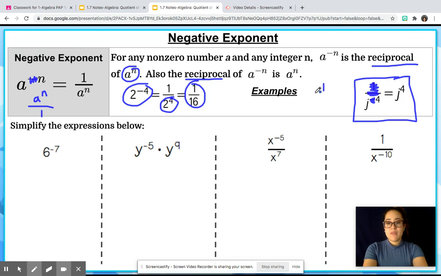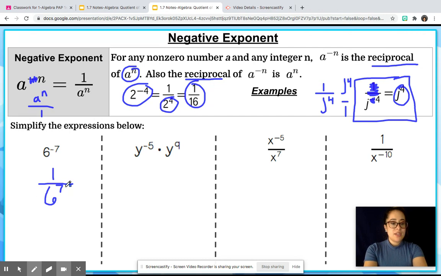In other words, if I have 1 over j raised to the 4, the reciprocal is to flip it around: j raised to the 4 over 1. But we don't keep the 1. We just keep it as j to the 4. So let's go ahead and practice. 6 raised to the negative 7. What I do is copy the 6, copy the 7, and put it under 1. This negative tells me to put a 1 at the top.